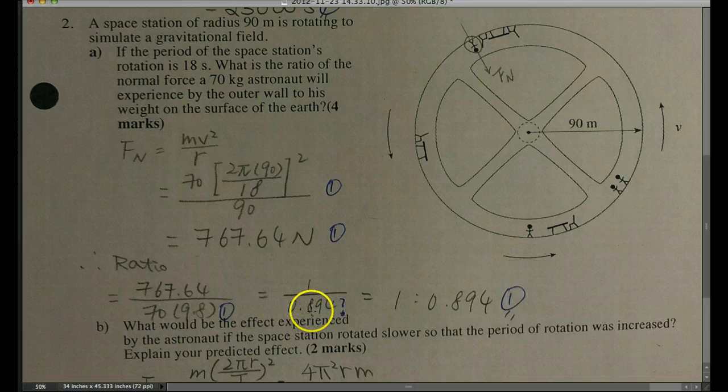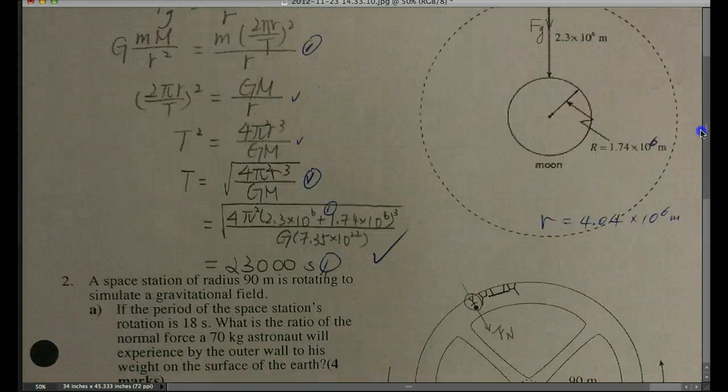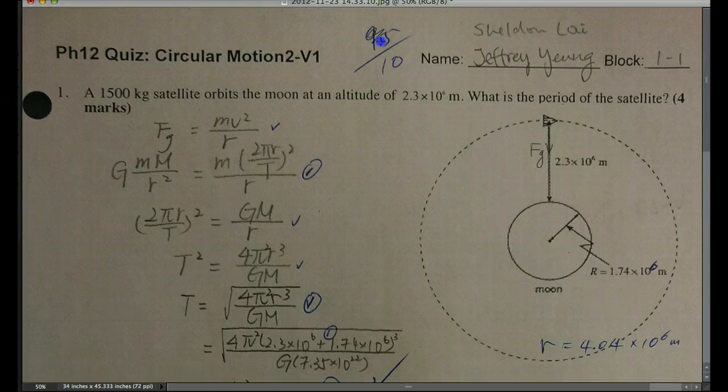But I don't know what happened to these two excellent students, Jeffrey and Sheldon. They got this. Oh, actually, I think this is not wrong. I made a mistake. Yeah, I think they're right, because they changed this to 1, and actually the ratio, if you divide to get a number, you should get 1.1, right? 1.1 something. Okay, sorry, I give you marks back, so you should get a 10 out of 10.